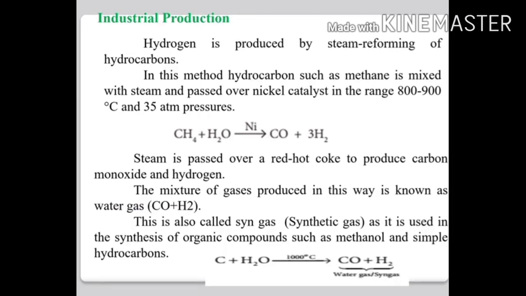The third method is industrial production. Here we use steam mixed with methane or red hot coke to produce hydrogen.